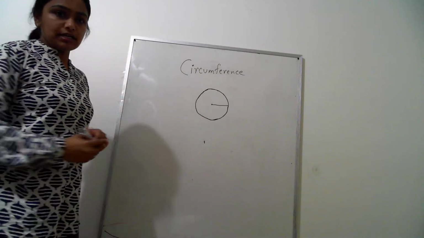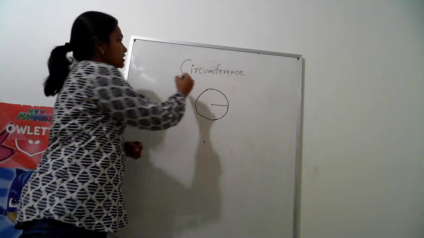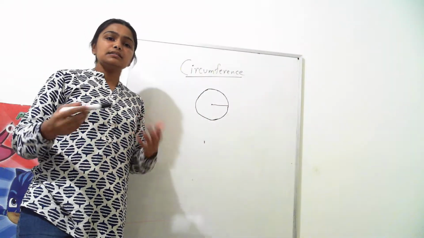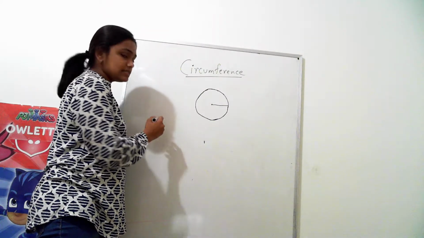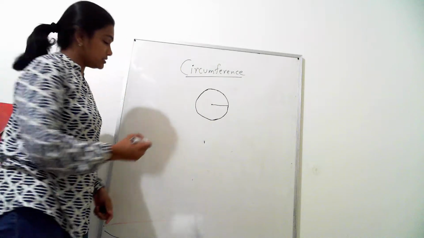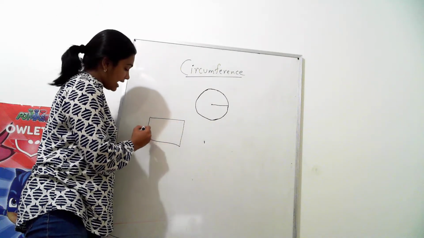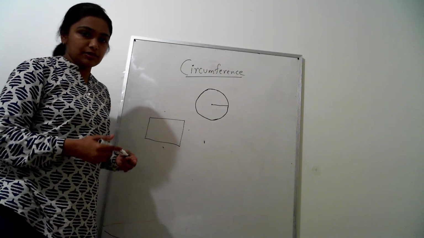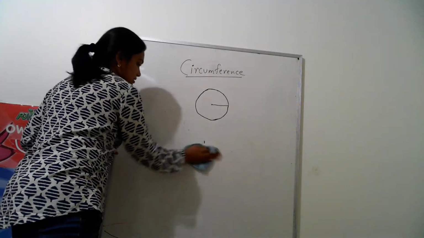So let's say right now that this is a circle, and what you need to find is the circumference of a circle. What is the circumference of a circle? The circumference of a circle is simply the perimeter of the circle. Now what is the perimeter? You know that the perimeter of a rectangle is adding all its sides, and whatever result you get is the perimeter. So how can one find out the perimeter of a circle?